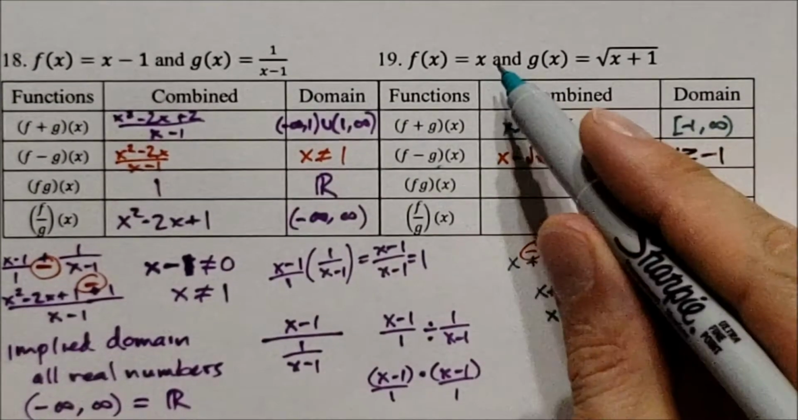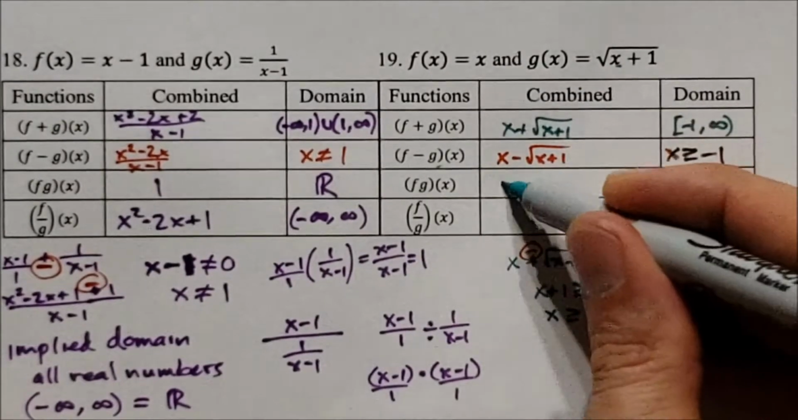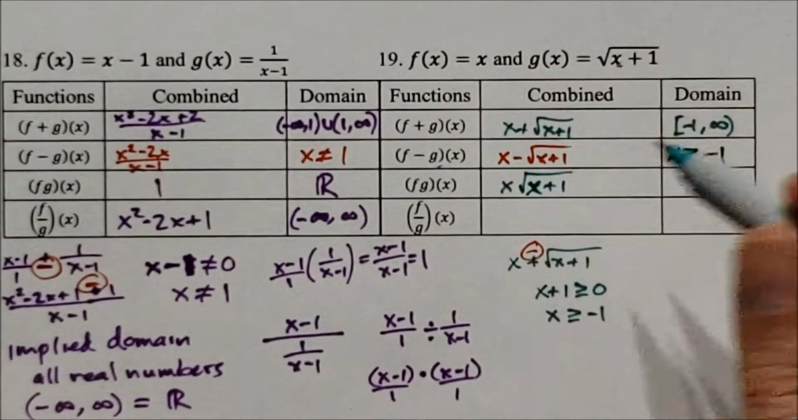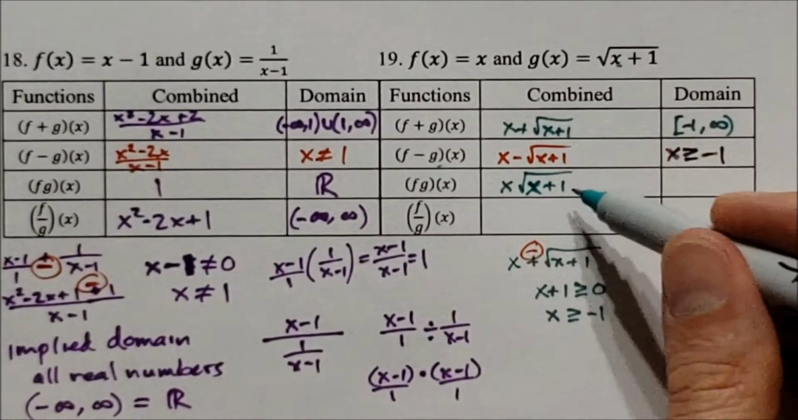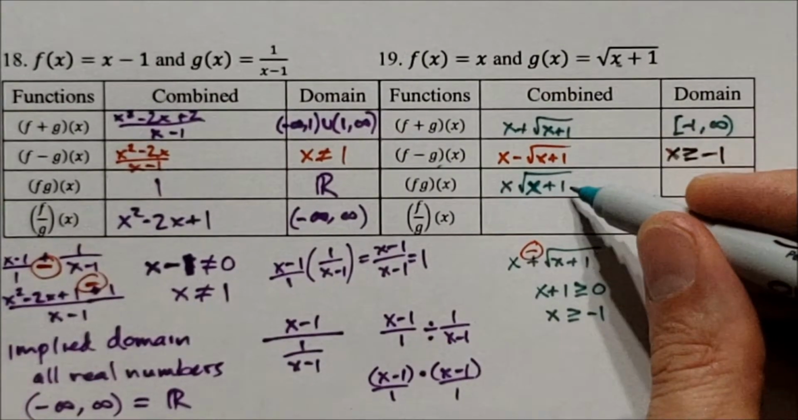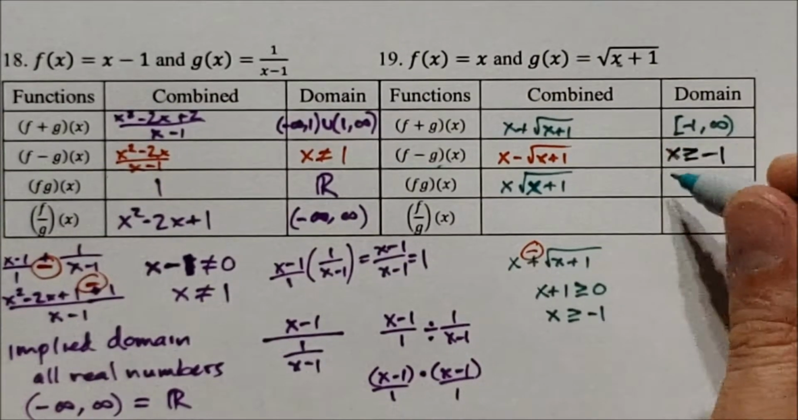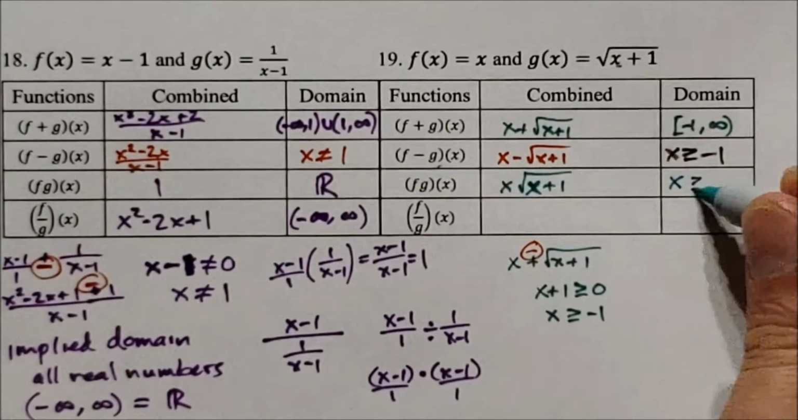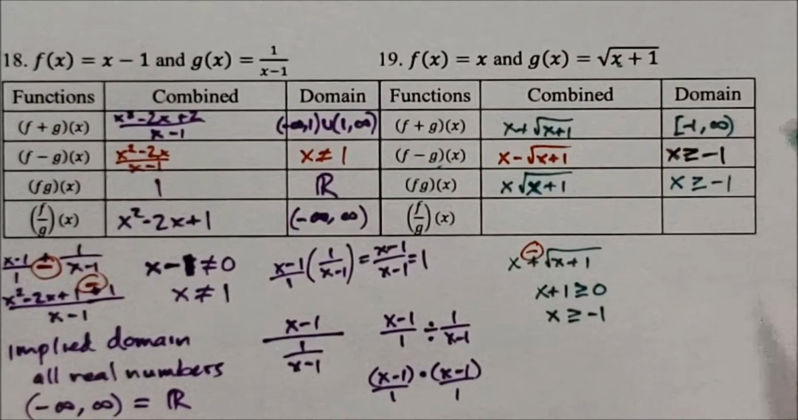f times g. We're just sandwiching these together. This is x times the square root of x plus 1. The only domain restriction is again on the radicand. It has to be non-negative. It can't be a negative radicand. And so we're looking at x is greater than or equal to negative 1.